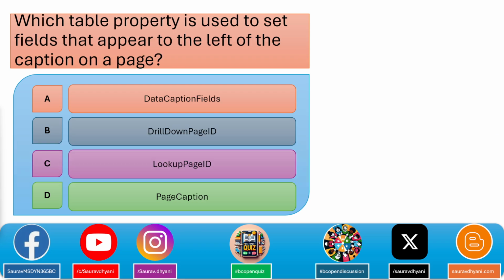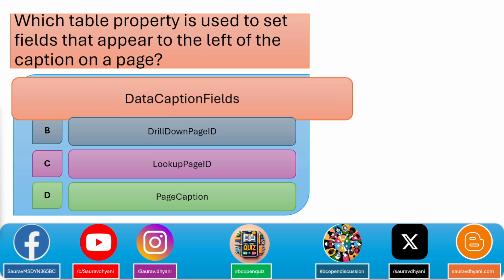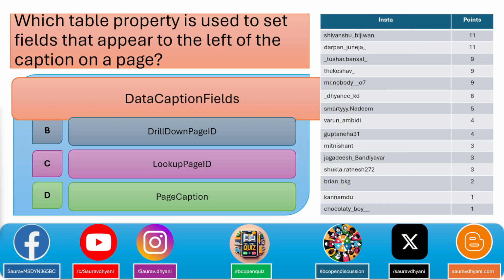Which table property is used to set fields that appear to the left of the caption on a page? When you open up a page, you see certain fields being displayed on the header of the page. What property do you need to use to define which fields will be visible? The options were data caption fields, drill down page ID, lookup page ID and page caption. The correct answer was data caption fields. Still Shivanshu and Darpan are leading the board with all the questions correct till this point. Tushar, Keshav, Mr. Nobody and Dhyani KD are still trying to catch up.